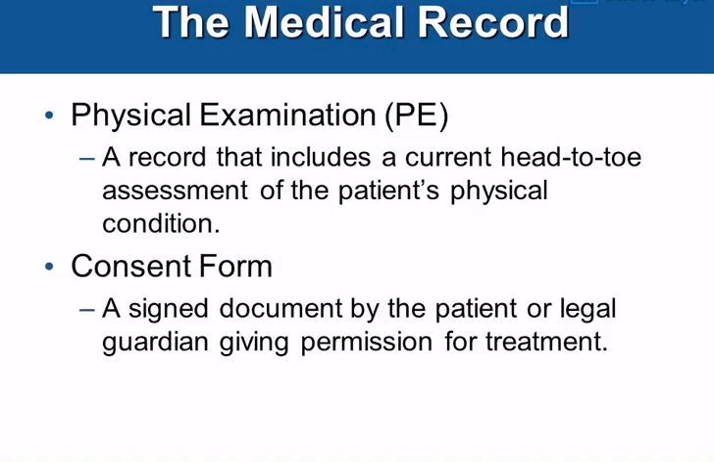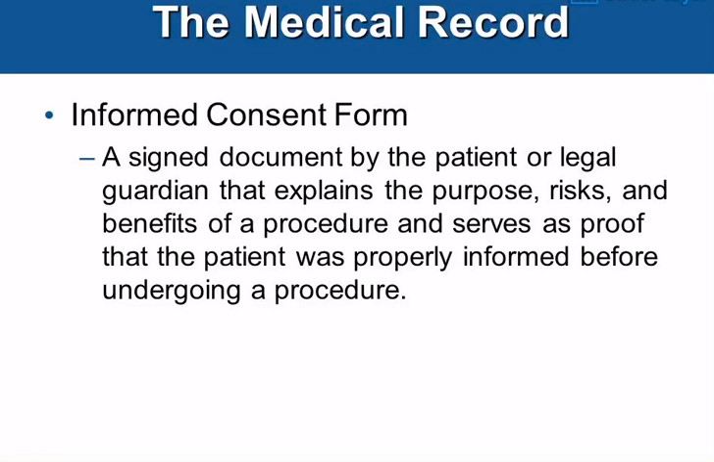The medical record: physical examination, P. A record that includes a current head-to-toe assessment of the patient's physical condition. Consent form. A signed document by the patient or legal guardian giving permission for treatment. Informed consent form. A signed document by the patient or legal guardian that explains the purpose, risks, and benefits of a procedure and serves as proof that the patient was properly informed before undergoing a procedure.